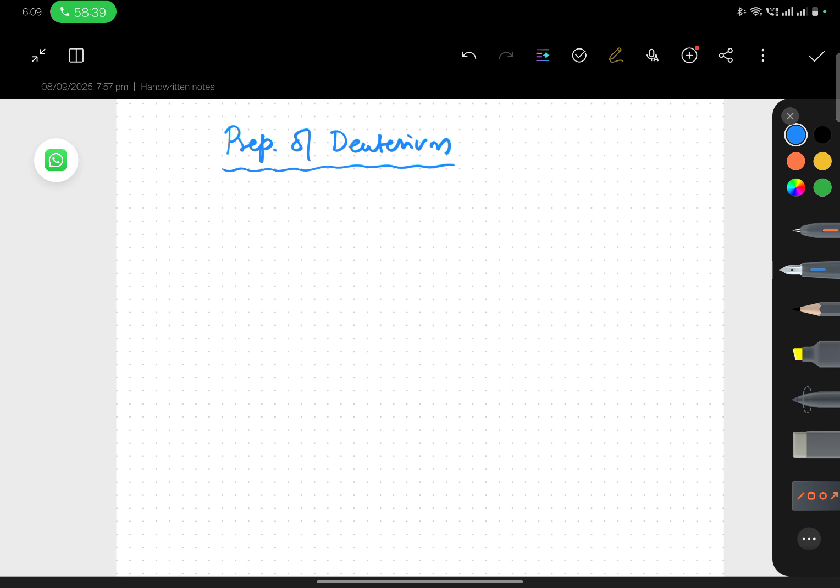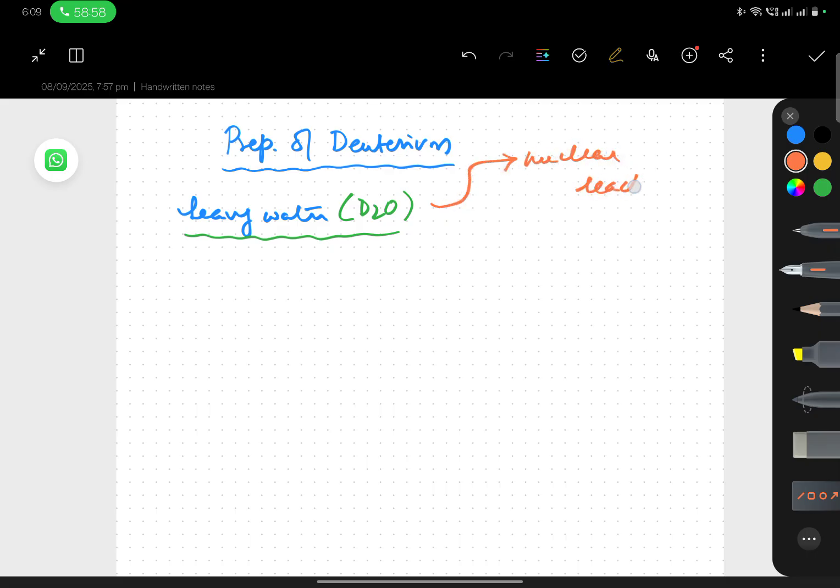So deuterium can be obtained from heavy water. Heavy water is D2O, like H2O. Sir, where do they use this? Where do they use this heavy water? Write down. It is used in nuclear reactors, ma. It is used in a nuclear reactor. It is used as a cooling agent.